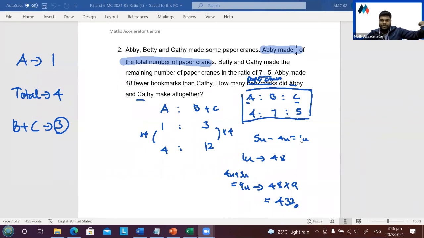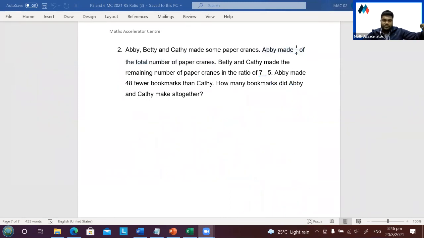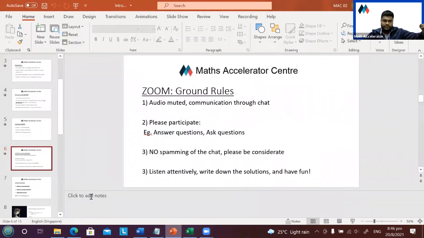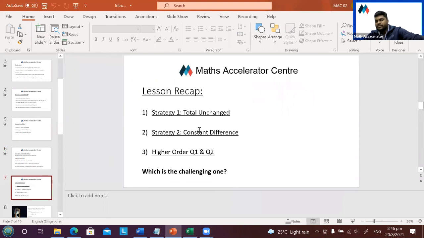Okay, so I'd like to have a show of hands. Which one do you all find to be the most challenging one? Is it 1, 2, or 3? Okay, Alice, don't spam. So the general consensus is that number 2 and 3 are the challenging ones, right?